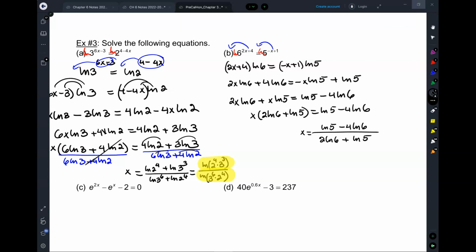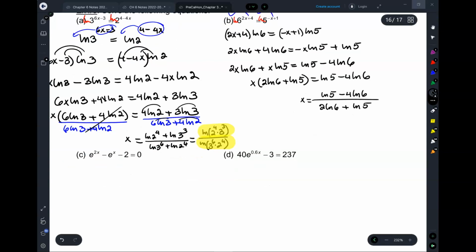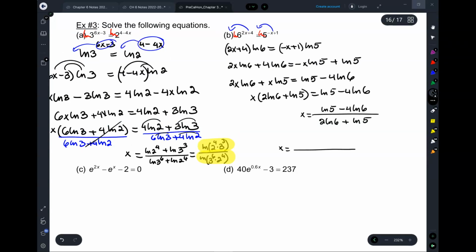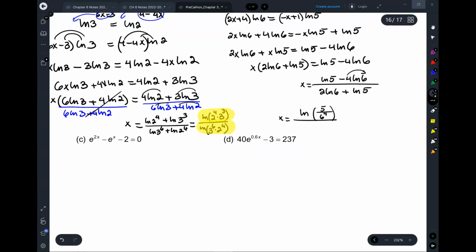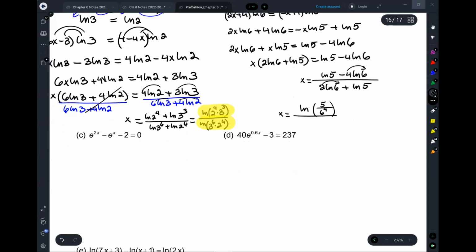Okay? So what do I get? Okay, so let's simplify this now. X equals. In the numerator, I have ln minus ln, which is going to be a division, right? So I have 1 ln 5 over 6 to the 4. Okay, so it's okay if you want to take more steps, but it's also okay if you want to do it this way. Here, the 2 will become an exponent, so it's ln of 6 squared times 5.